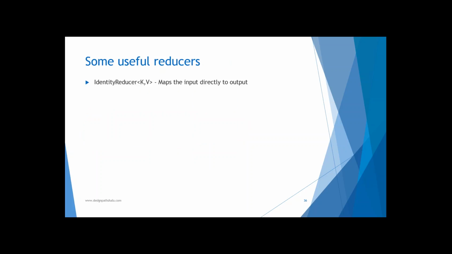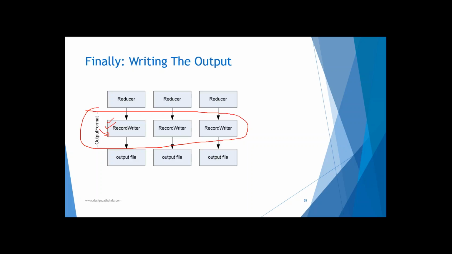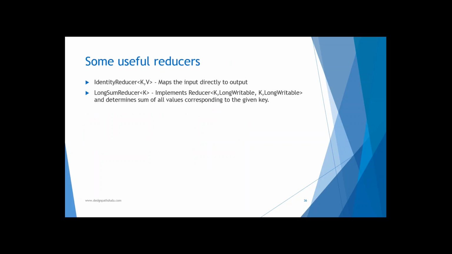Before coming to the output format, there are already implemented reducers for you. Identity reducer writes your key as a key and value as a value. Long sum reducer is a reducer which really sums your values for each key. So in the word count reducer, we could have used this reducer also.